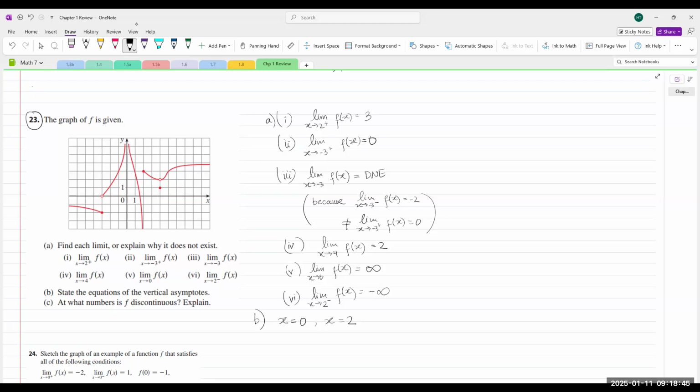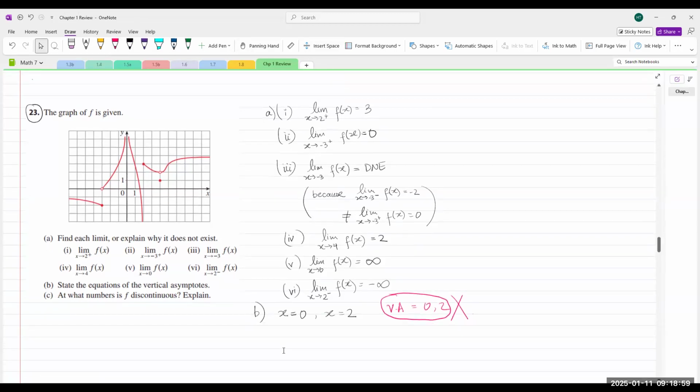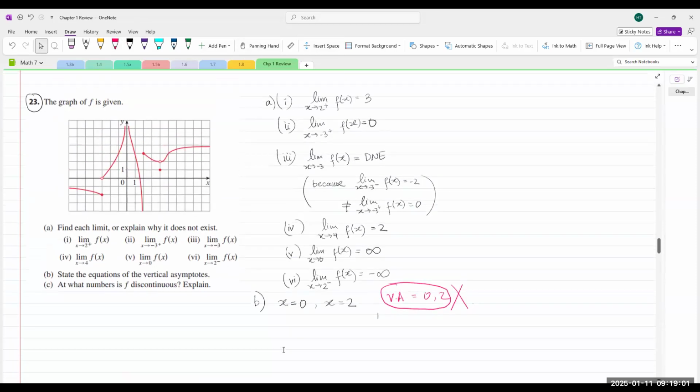It is incorrect to say that vertical asymptotes equal 0 and 2. That's an incorrect way to express this. I know what you mean, but you still need to write it properly. Next, at what numbers is the function f(x) discontinuous?